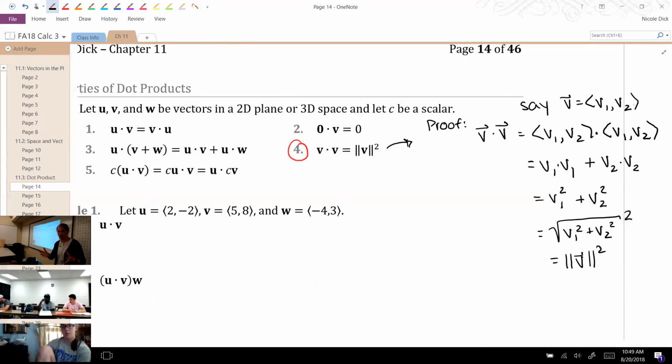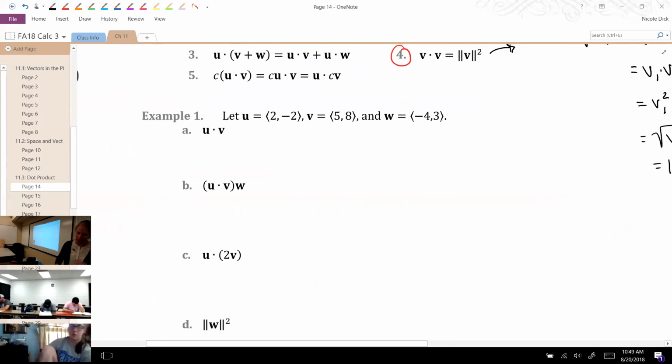But let's actually do some dot products with numbers here. Maybe we should have done this in the opposite order, but that's okay. So example 1, we've got 3 vectors, all just in 2 dimensions: u = <2, -2>, v = <5, 8>, and w = <-4, 3>. You can imagine if all these start at the origin, they're just going off in different directions. And remember, the answer to a dot product isn't a vector, it's a scalar.